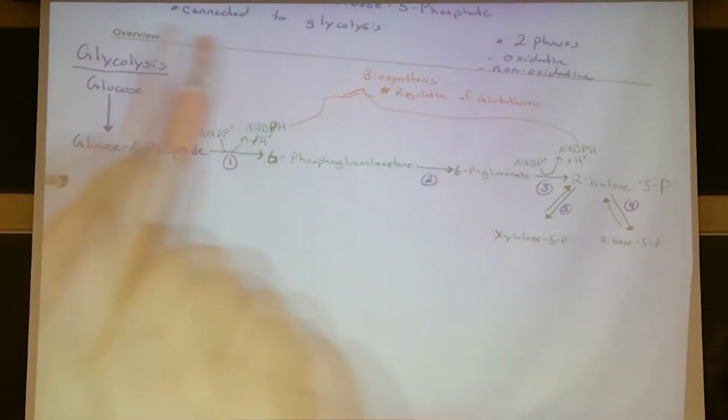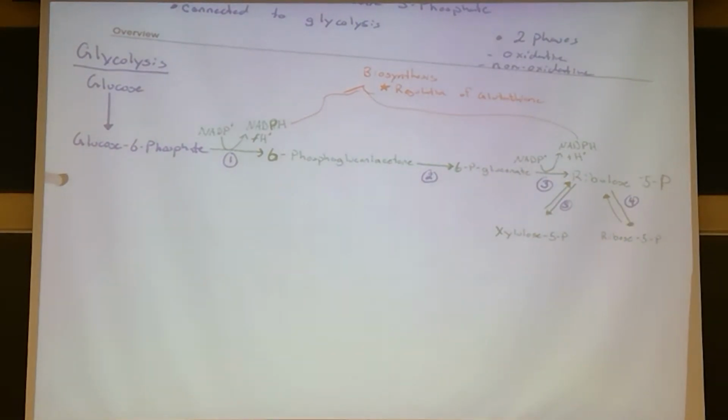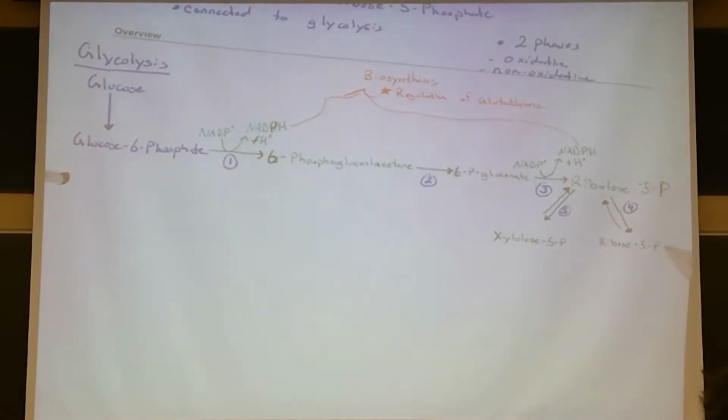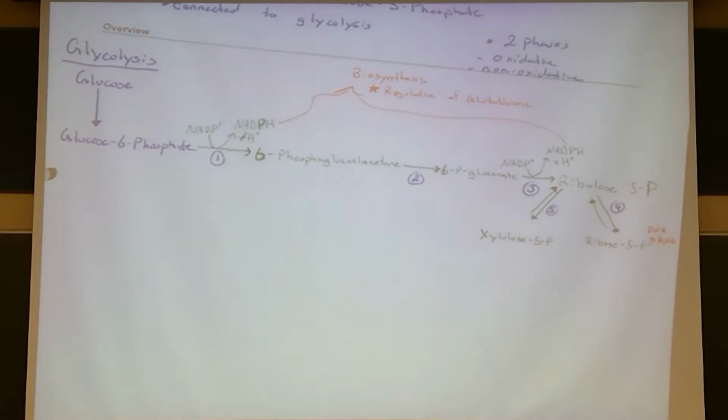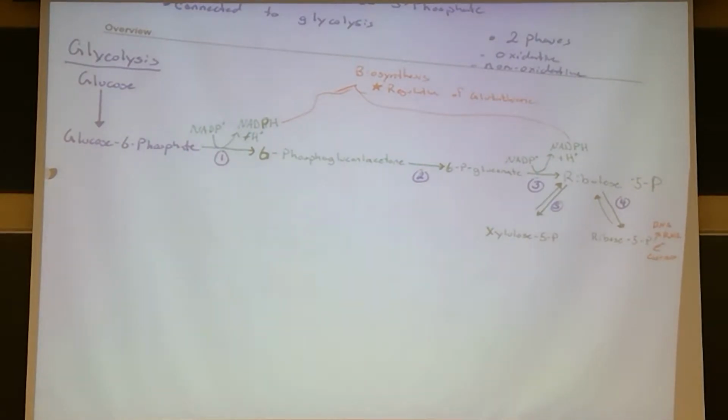So we talked about how we produce NADPH, and we produce ribose. We just talked about ribose, used in the formation of DNA, RNA. What else? Nucleotides that go with DNA and RNA, and electron carrying cofactors.